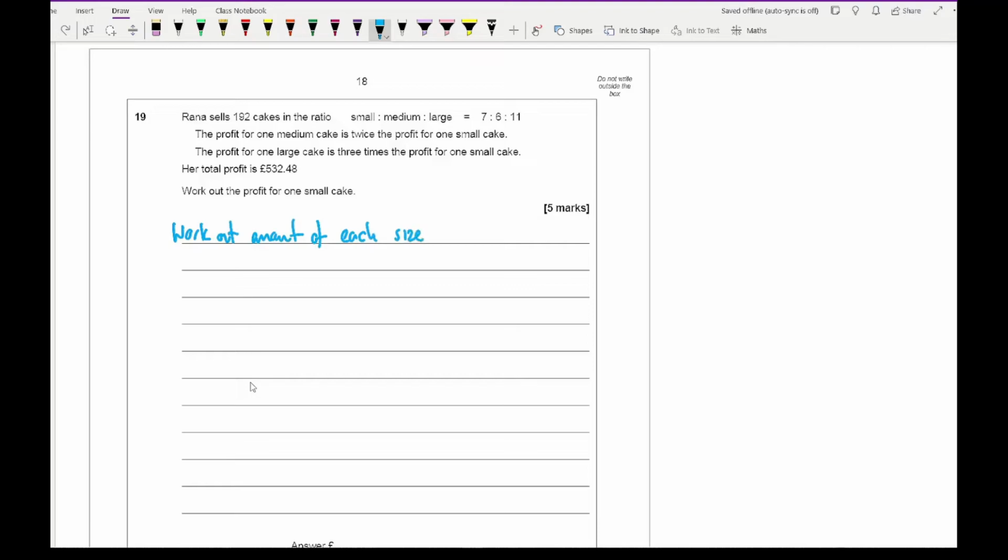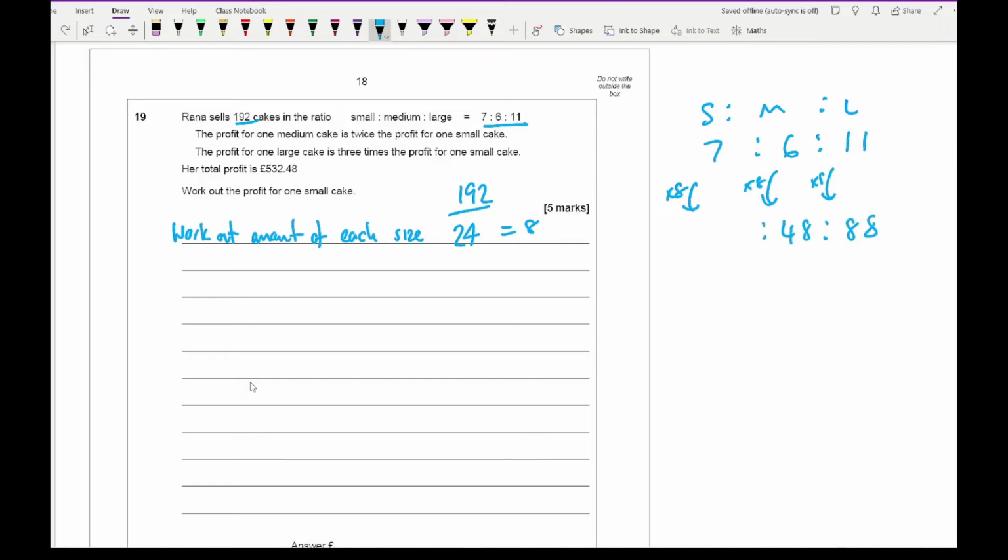Now how do we do that? Well, we add the numbers in the ratio, so we've got 6 plus 7 plus 11, which gives us 24. And then we're going to divide the total number of cakes, so it's going to be 192 divided by 24 equals 8. So then we've got 7, 6, 11, small, medium, large, times each of these numbers by 8. 56, 48, 88. So there's the spread.